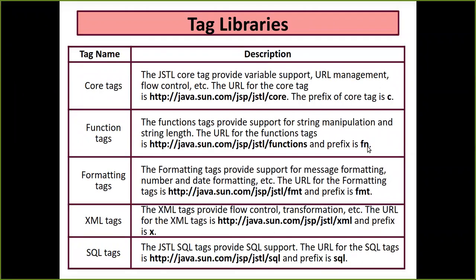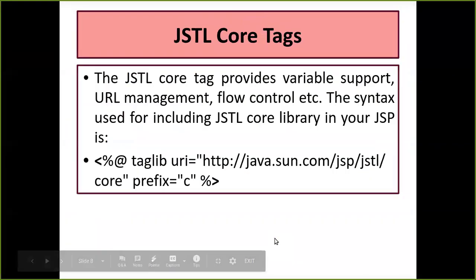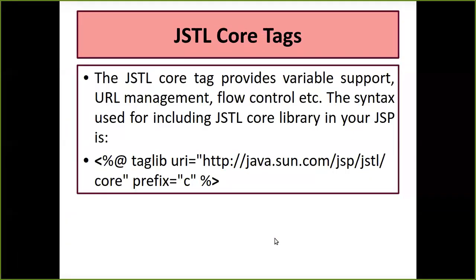For function, you're going to have fn as a prefix. For formatting, the prefix is similar to your URL's last word, that is fmt. For XML, you're going to have a prefix called x, and for SQL the prefix is sql. So you have the path and you have a prefix. This much you have to understand and remember, so that you can efficiently use these tags in your programs. Now we'll start with JSTL core tags.